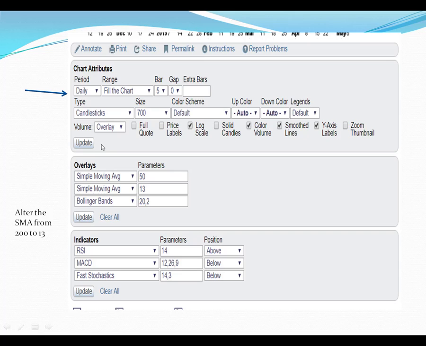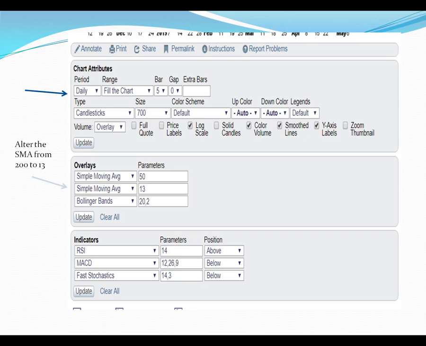Then for our overlays, we want to change one of these moving averages from 200 to 13. We're not necessarily concerned about the long-term view at this point. We can see that if we want to. We can change this back and forth as many times as we want. We can change these moving averages to be any number that we want. The lower the number, the greater the sensitivity to potential change or recent changes.